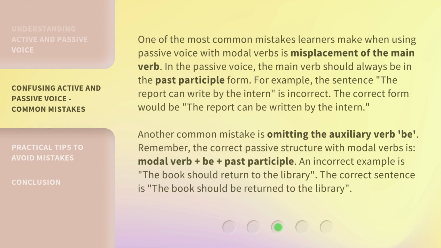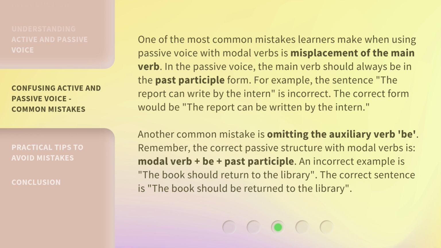One of the most common mistakes learners make when using passive voice with modal verbs is misplacement of the main verb. In the passive voice, the main verb should always be in the past participle form. For example, the sentence, "The report can write by the intern," is incorrect. The correct form would be, "The report can be written by the intern."